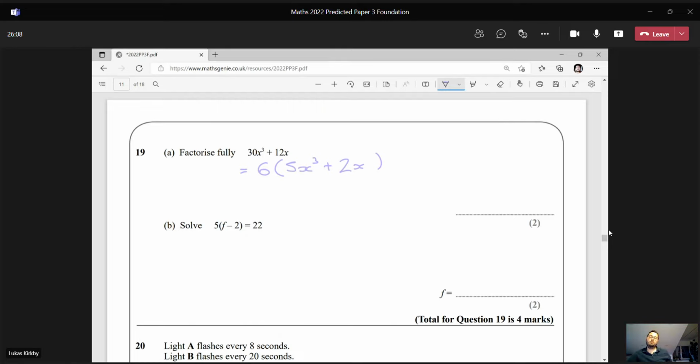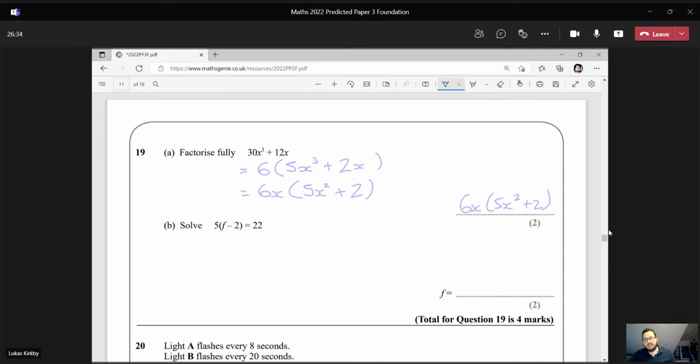Okay, so now I've done the numbers, I'll do the letters. In both of them is an x, and the highest power is an x cubed. Keep the number the same. I've got x cubed, but I've divided one of those x's, so that's just going down to x squared. Plus, well, 2x, I've divided the x away, so there's just 2 left. So that is 6x, 5x squared plus 2.